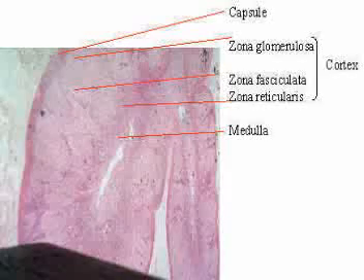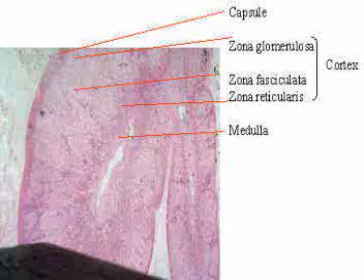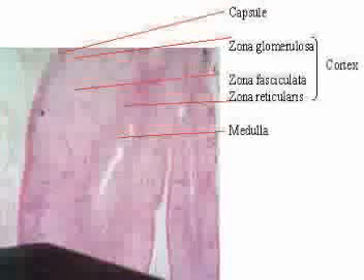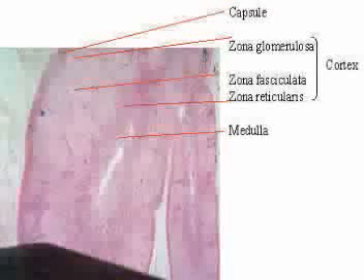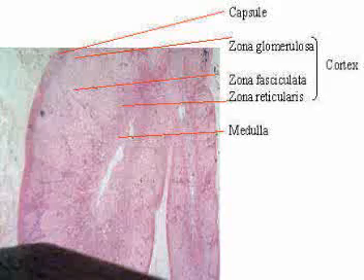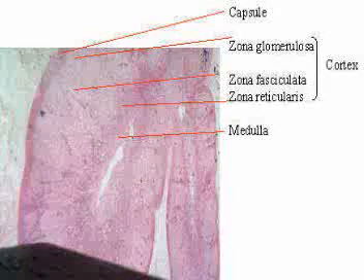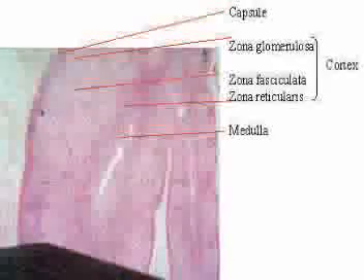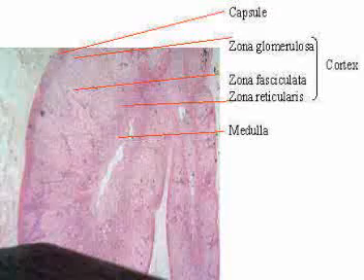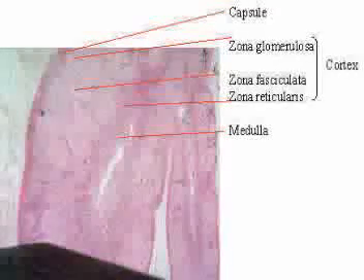It has a cortex and a medulla. Its cortex is further divided into three zones as follows: zona glomerulosa, which produces mineralocorticoids; zona fasciculata, which produces glucocorticoids; zona reticularis, which produces sex hormones. Its medulla secretes catecholamines, that is epinephrine and norepinephrine.